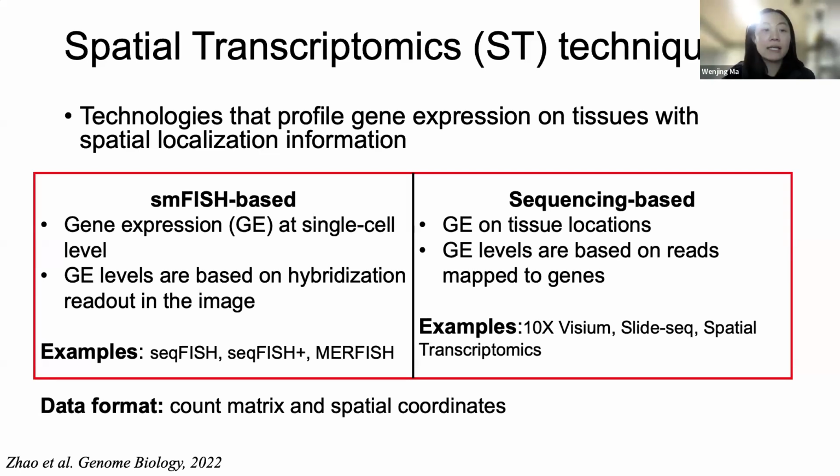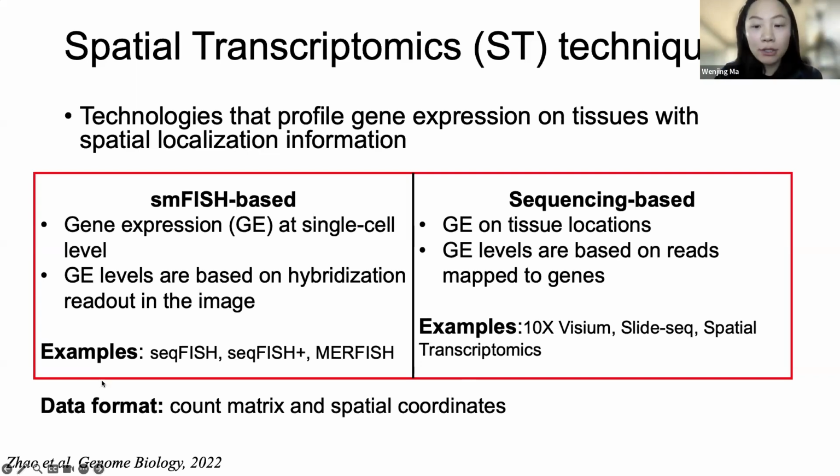For the FISH-based, the gene expression levels are obtained based on the hybridization readout in the image, while for the sequencing-based data, they are reads mapped to certain gene regions. There are certain examples of each. However, even though there are differences in how gene expression is obtained, the data format is the same: one is the gene expression count matrix, and the other is the spatial coordinates for each spot or for each cell.